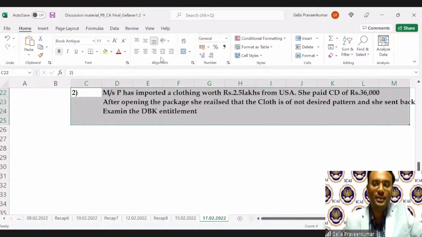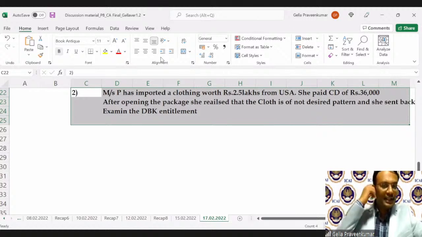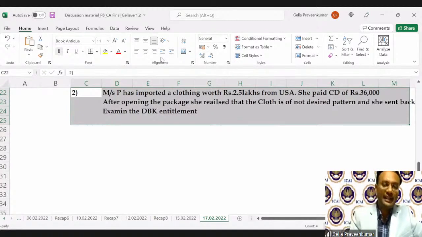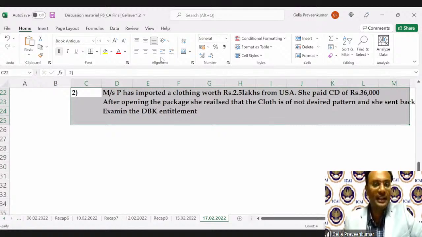Mrs. P has re-exported the material, and as she has not used this cloth, duty drawback will be 98%. Naveen Kumar has given this answer, saying that I assume it is exported within the span of 2 years, and since she has not used the cloth, drawback of 98% is entitled. No drawback for a laptop used for more than 18 months.